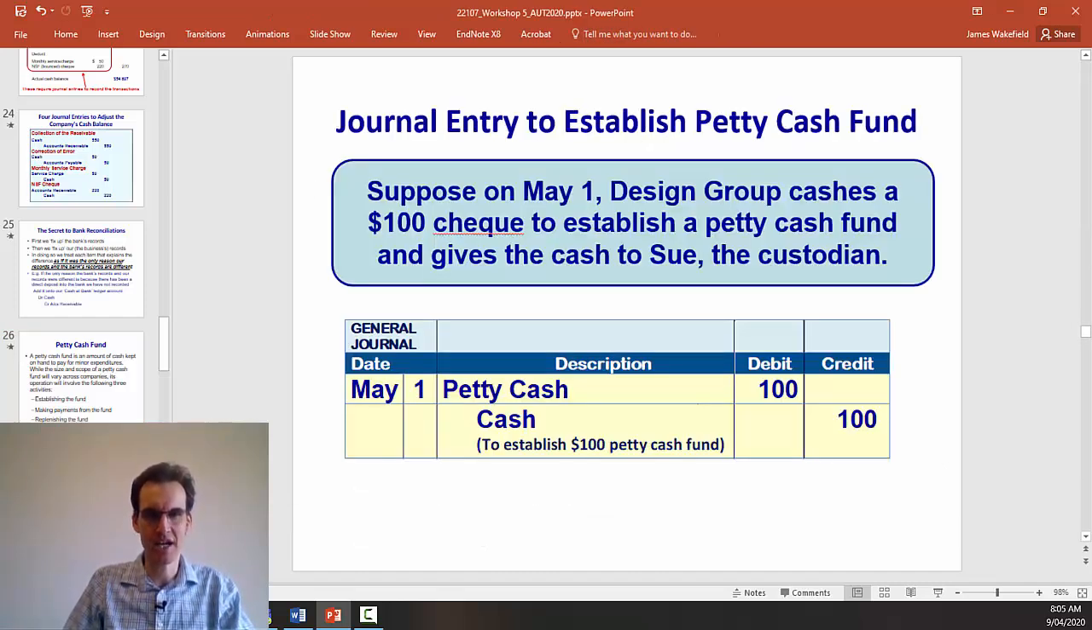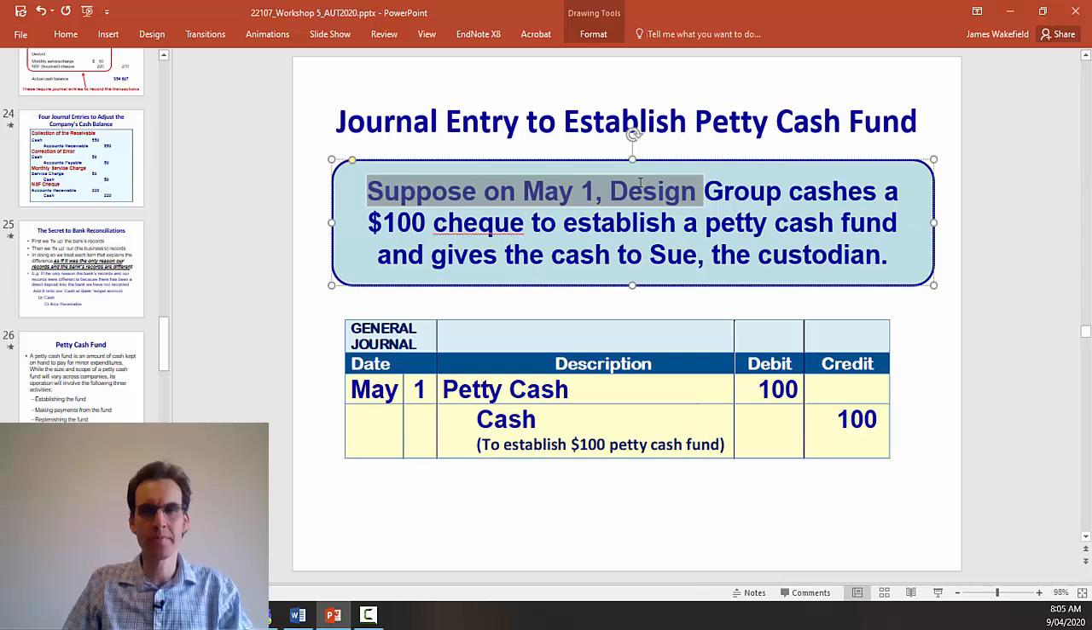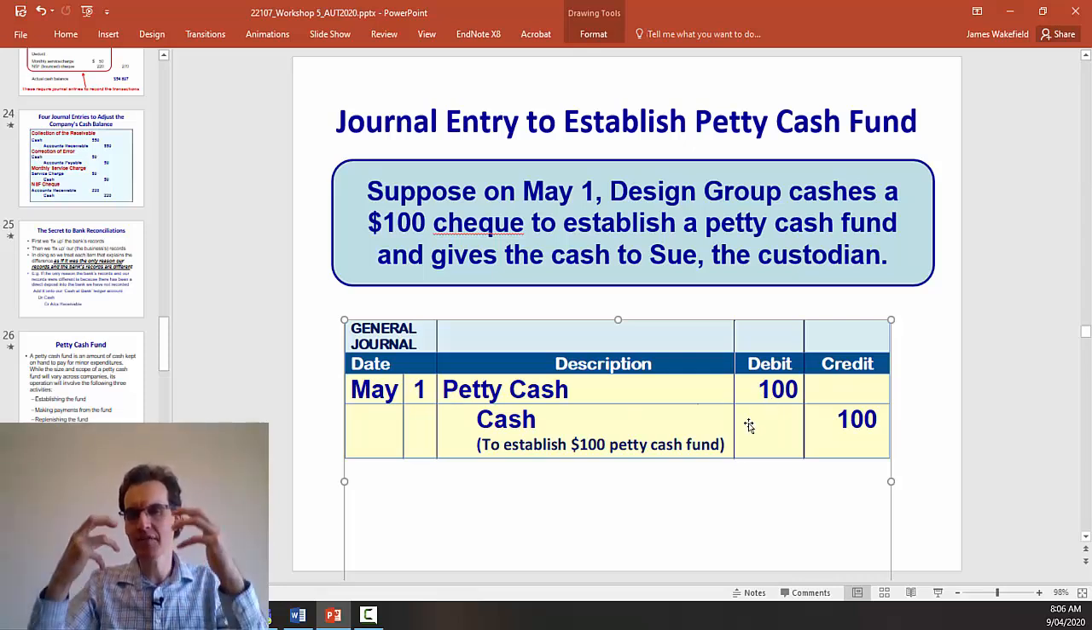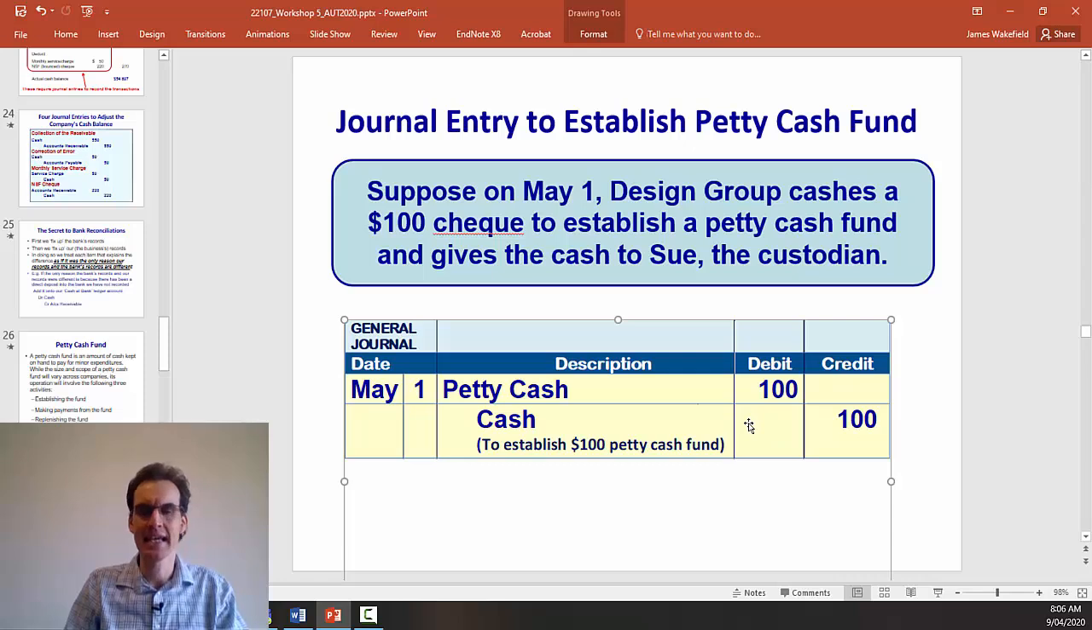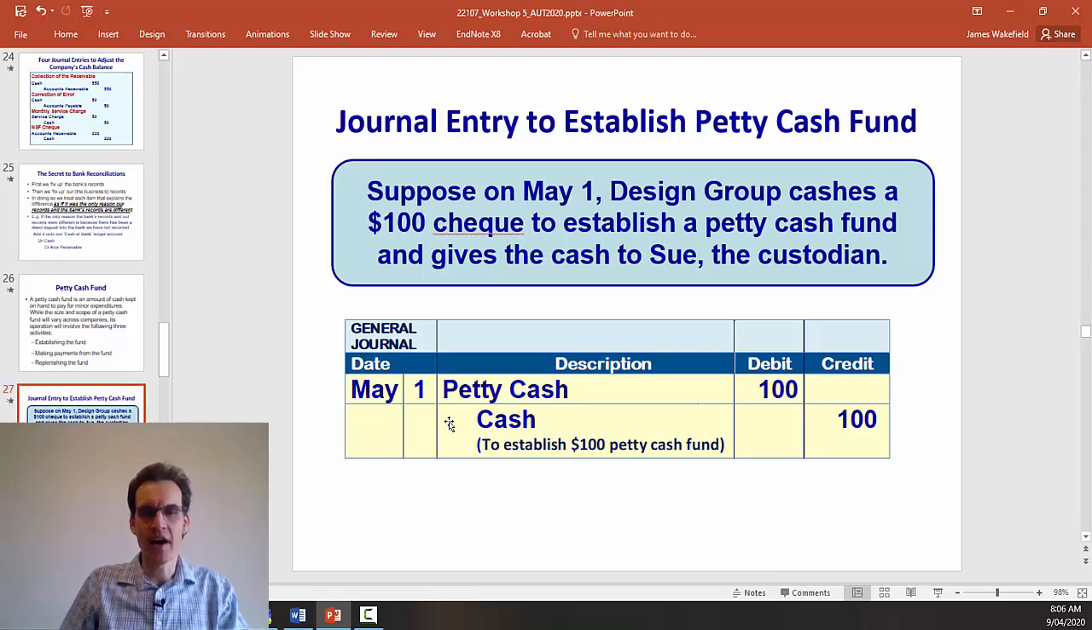So let's start with establishing the petty cash fund. In this case, let's suppose on May 1, Design Group cashes a $100 check to establish a petty cash fund and gives the cash to Sue, the custodian. So what we essentially do is we take $100 out of our general cash account and we put it into the petty cash account. So we are designating $100 specifically for petty cash purposes, so to pay those small ongoing expenses in the business.